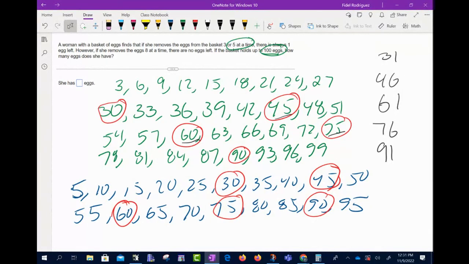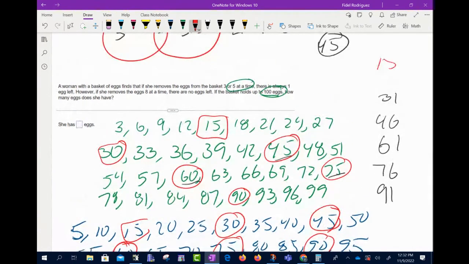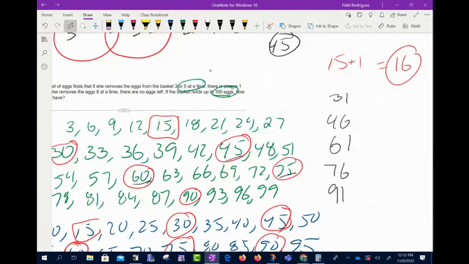Oh, 15. And 16 is divisible. There we go. Yeah, I didn't see that. Okay, my bad, y'all. 15 is a number that we have in common. If we add 1 to it, it's 16. We can divide that by 8, nice and pretty.